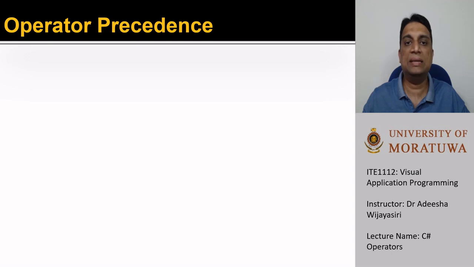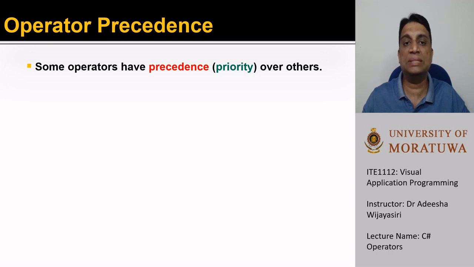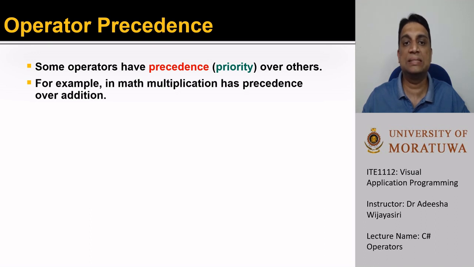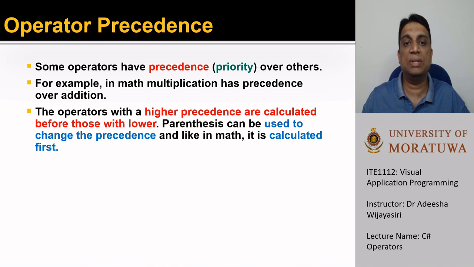Operator precedence defines which operators will be evaluated first. Some operators have precedence or priority over others. Operator precedence is not a new concept to you. In mathematics, we perform multiplication before addition. That means multiplication has a higher precedence than addition. The operators with higher precedence are calculated before those with lower. You can use parentheses to change the precedence, and like in mathematics, expressions inside the parentheses will be calculated first.